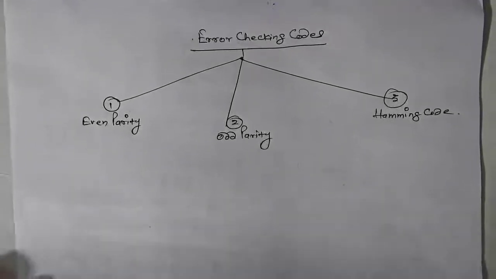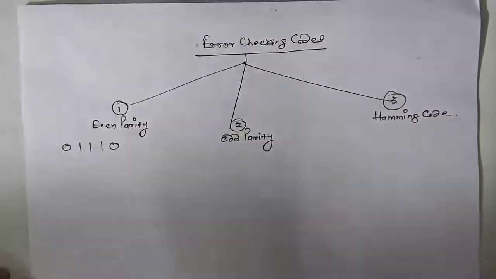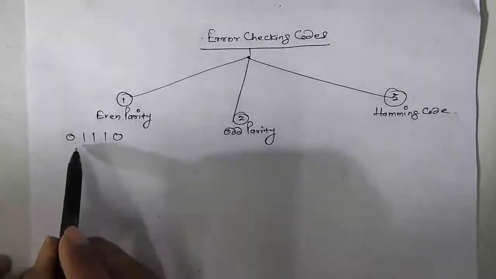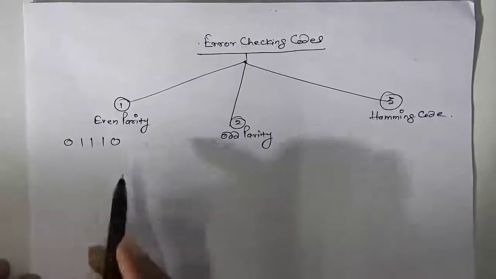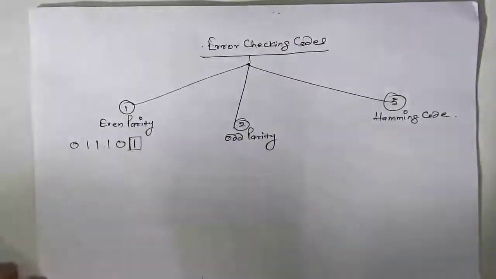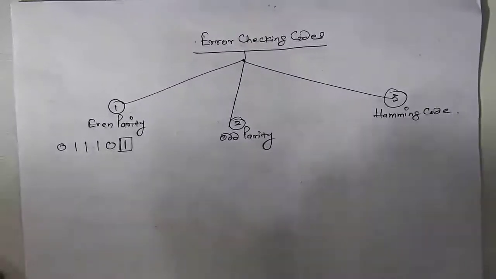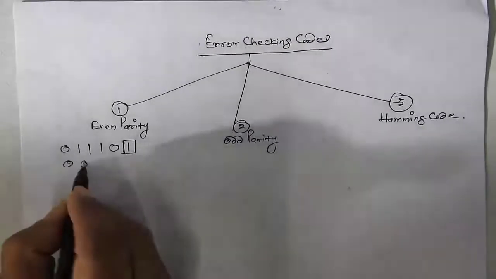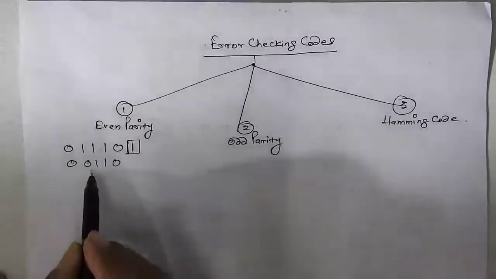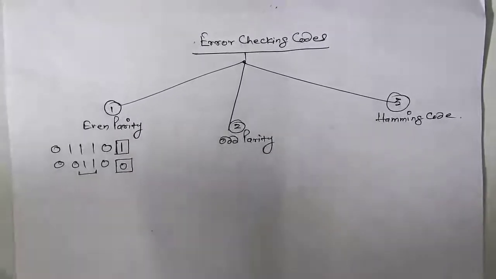For example, if my data is 0, 1, 1, 1, 0, and I want to add the even parity, right now there are 3 ones, which is an odd number of ones. So to make it even, I will add 1 as the even parity bit, so that an even number of ones will be transmitted from transmitter to receiver. If I have data 0, 0, 1, 1, 0, this data has 2 ones, which is even, so my even parity bit will be 0.